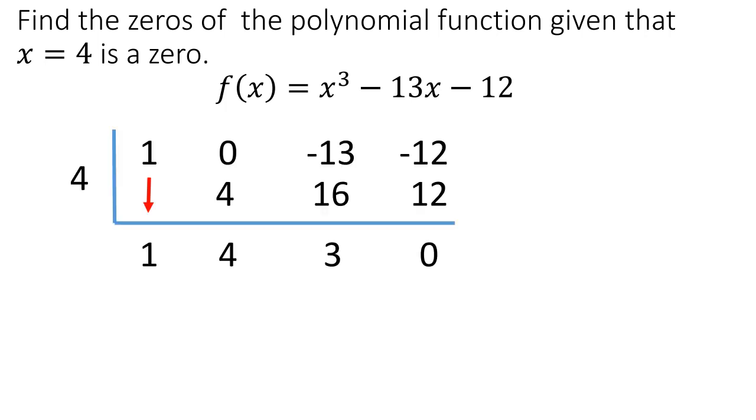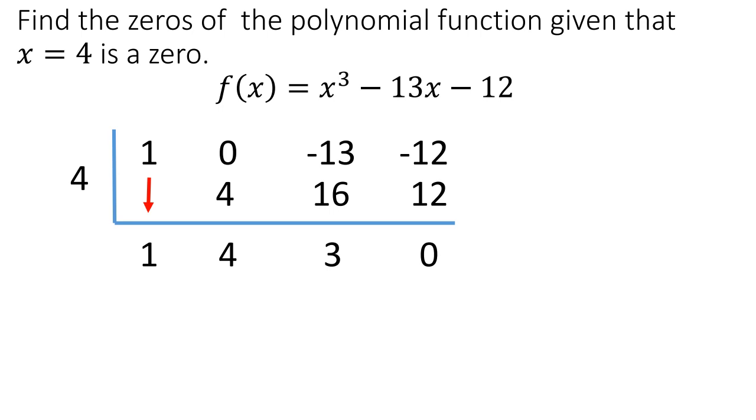In synthetic division, I bring down my 1, and then I multiply 4 times 1 is 4, 0 plus 4 is 4, 4 times 4 is 16, negative 13 plus 16 is 3, 4 times 3 is 12, and negative 12 plus 12 is 0. So I knew that my remainder was going to be 0 because they told me that 4 was a 0, or x equals 4 is a 0.